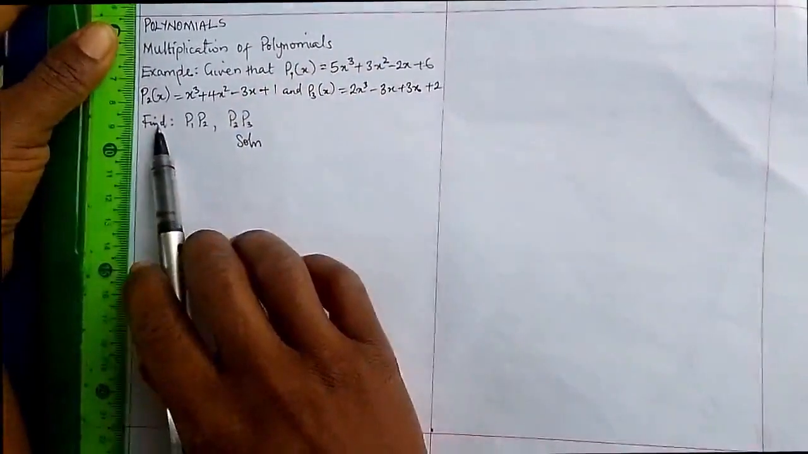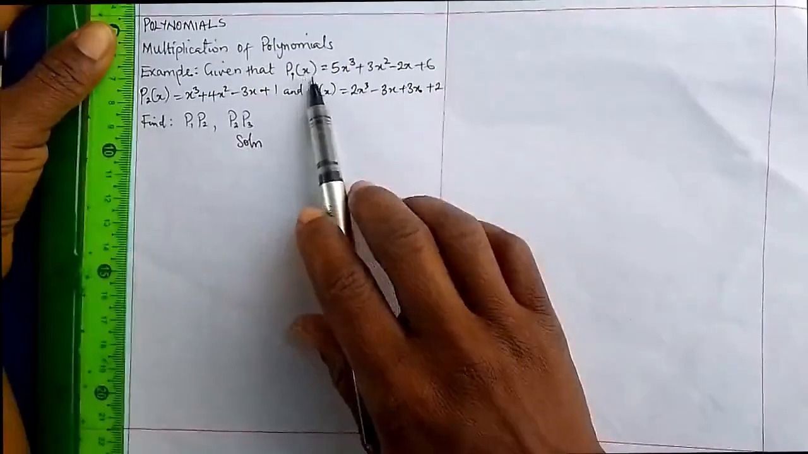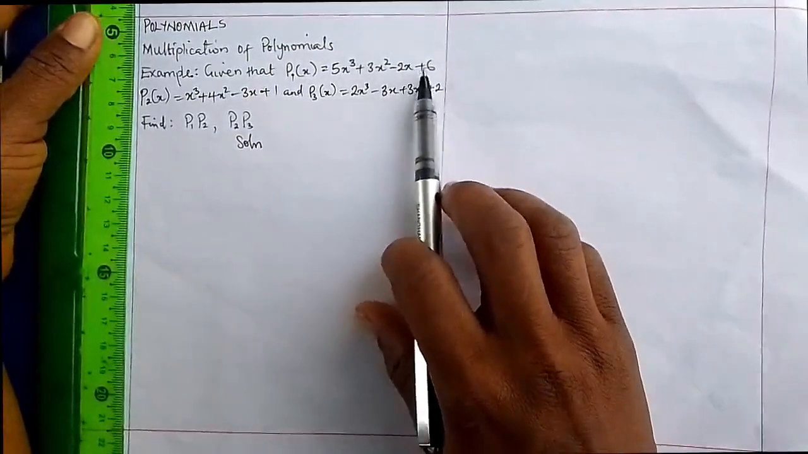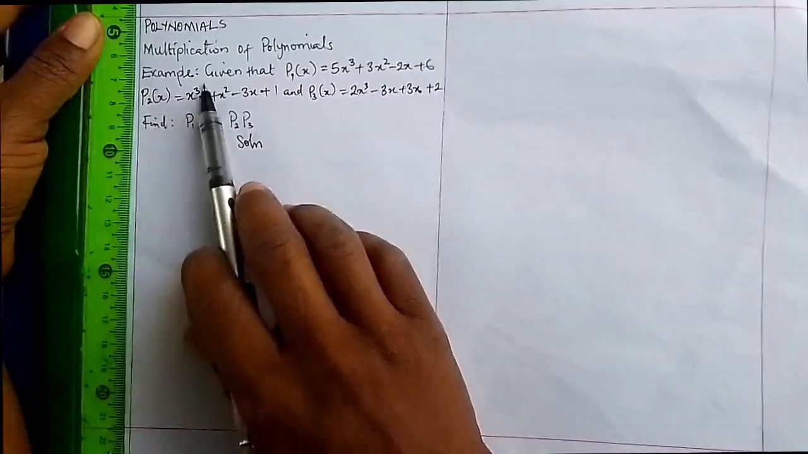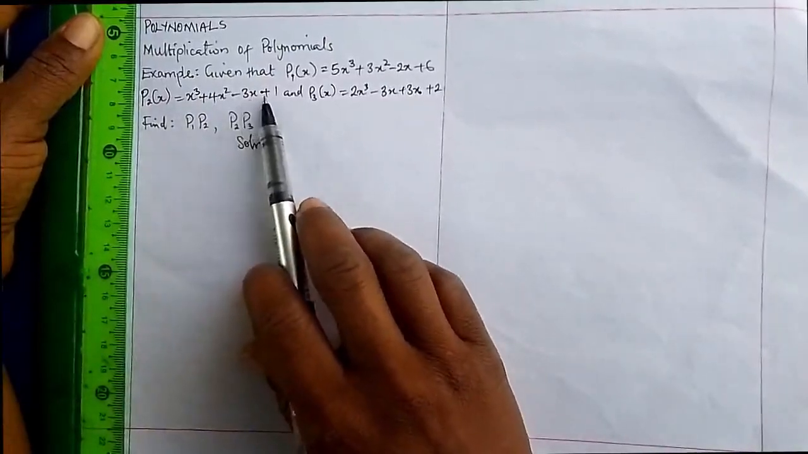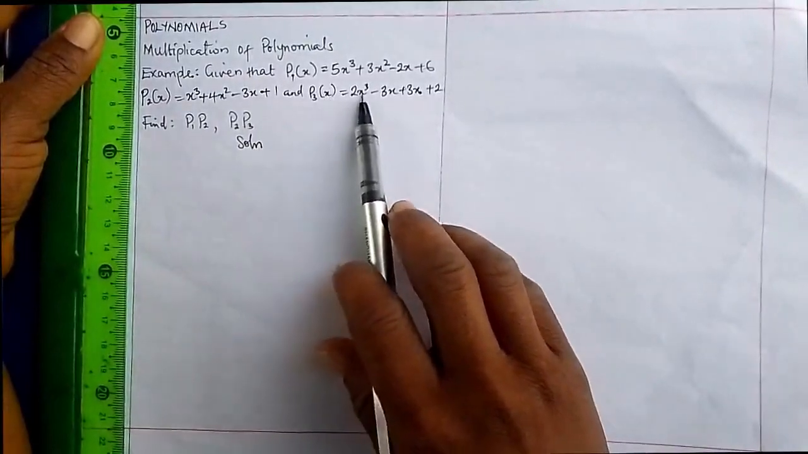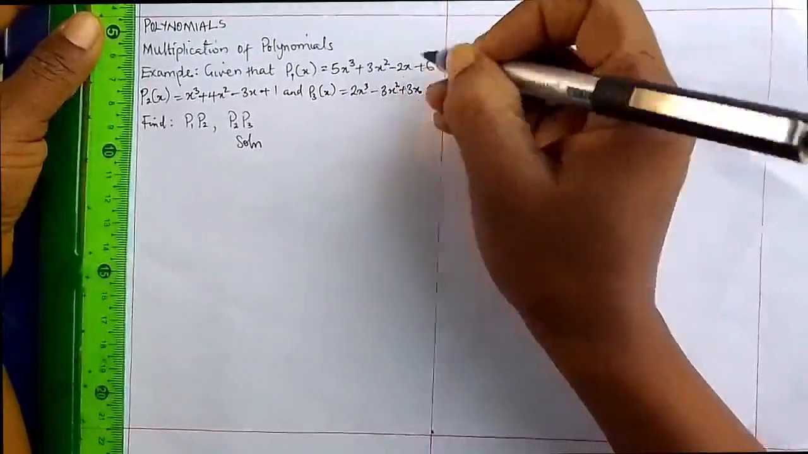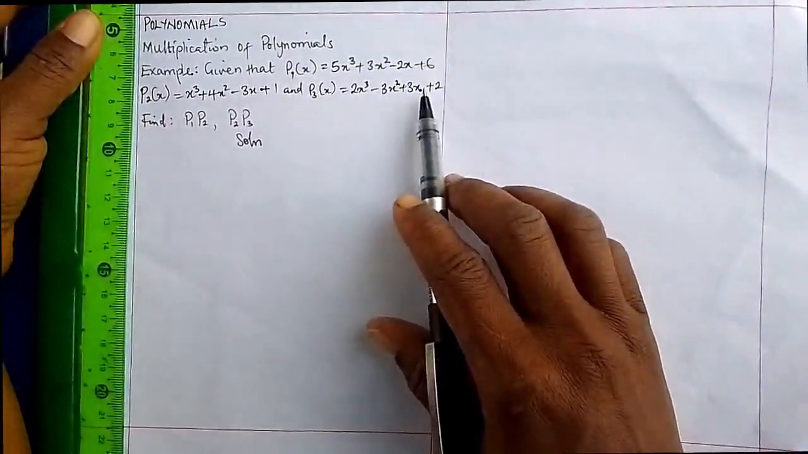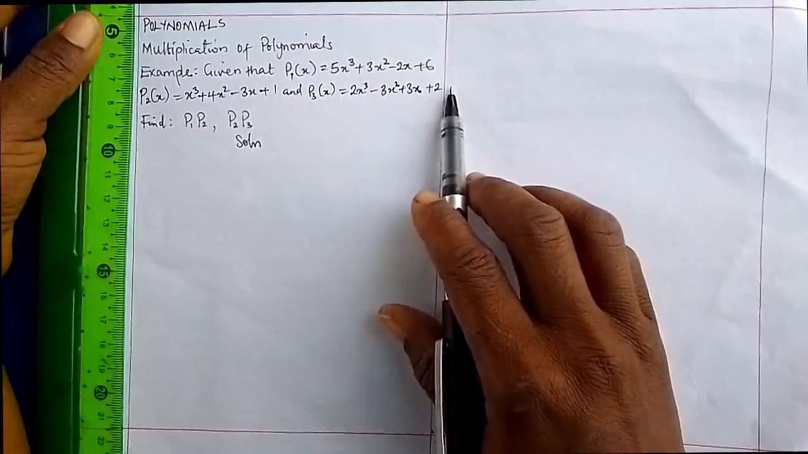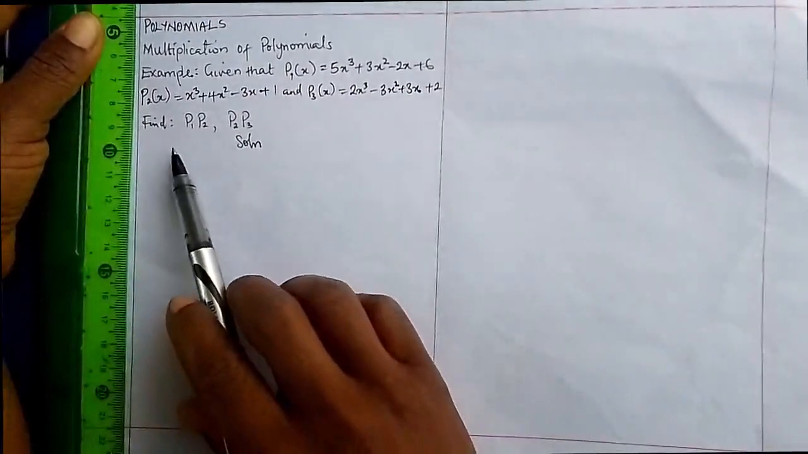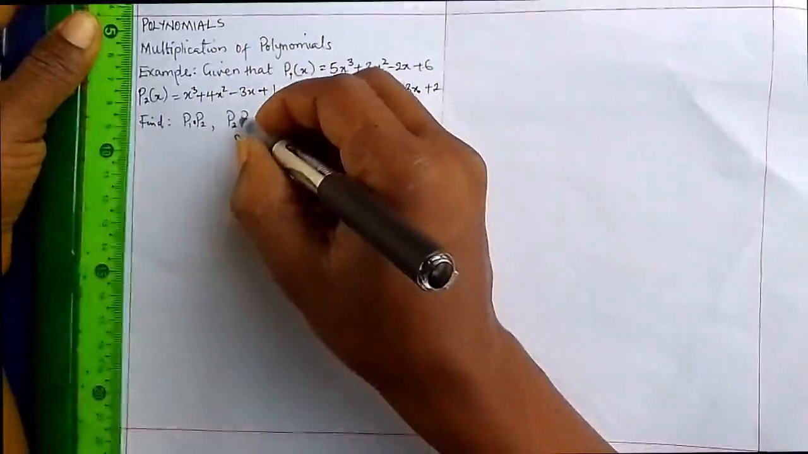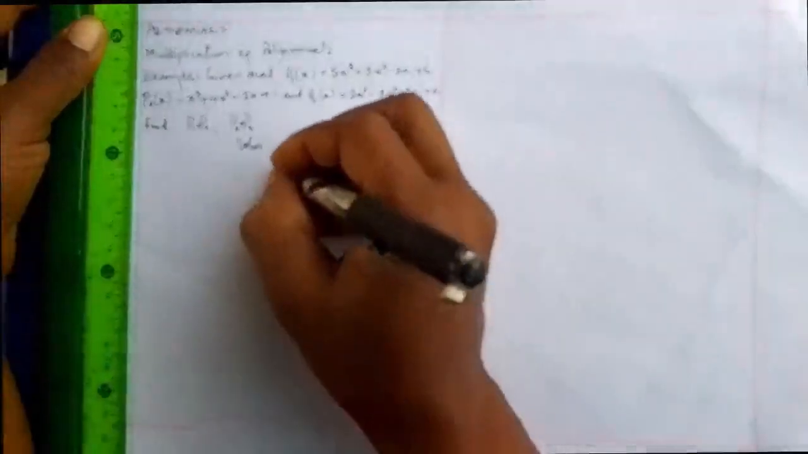Okay, the first question, it says P1 of x is equal to 5x raised to the power of 3 plus 3x raised to the power of 2 minus 2x plus 6. P2 of x is x raised to the power of 3 plus 4x raised to the power of 2 minus 3x plus 1. And P3 of x is 2x raised to the power of 3 minus 3x raised to the power of 2 plus 3x plus 2. That's P3 of x. And the question says find P1 times P2.